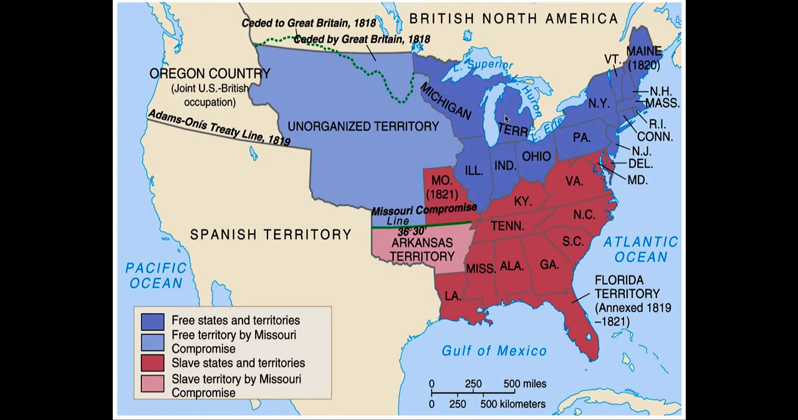Here's a map of 1821 after the Missouri Compromise was agreed to and what things looked like at that time. You can pause to look at that.